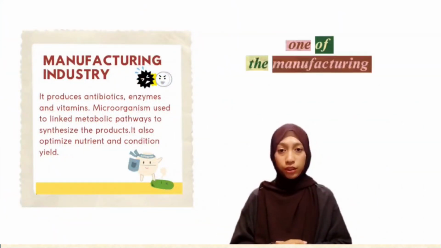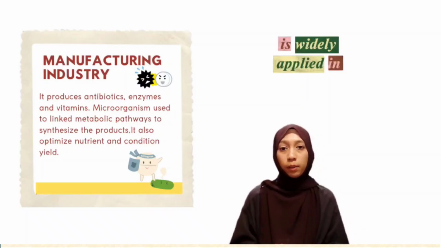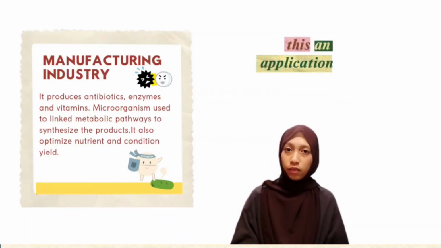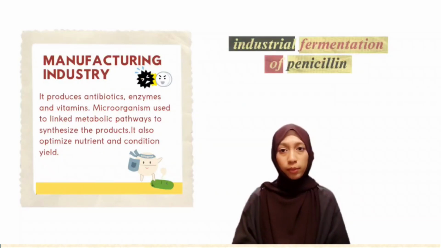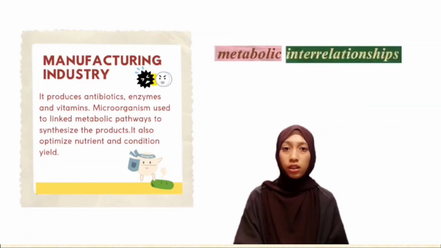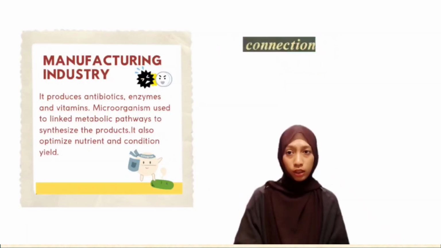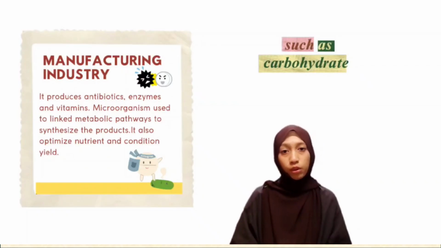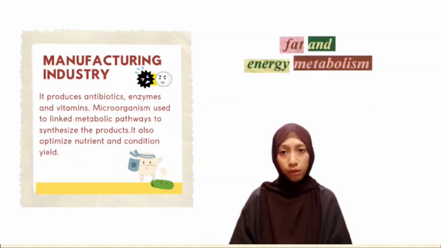The manufacturing industry is widely applied in making antibiotics, enzymes, and vitamins. This is an application for industrial fermentation of penicillin production. Metabolic interrelationship refers to the close connection between different metabolic pathways such as carbohydrate, protein, fat, and energy metabolism.